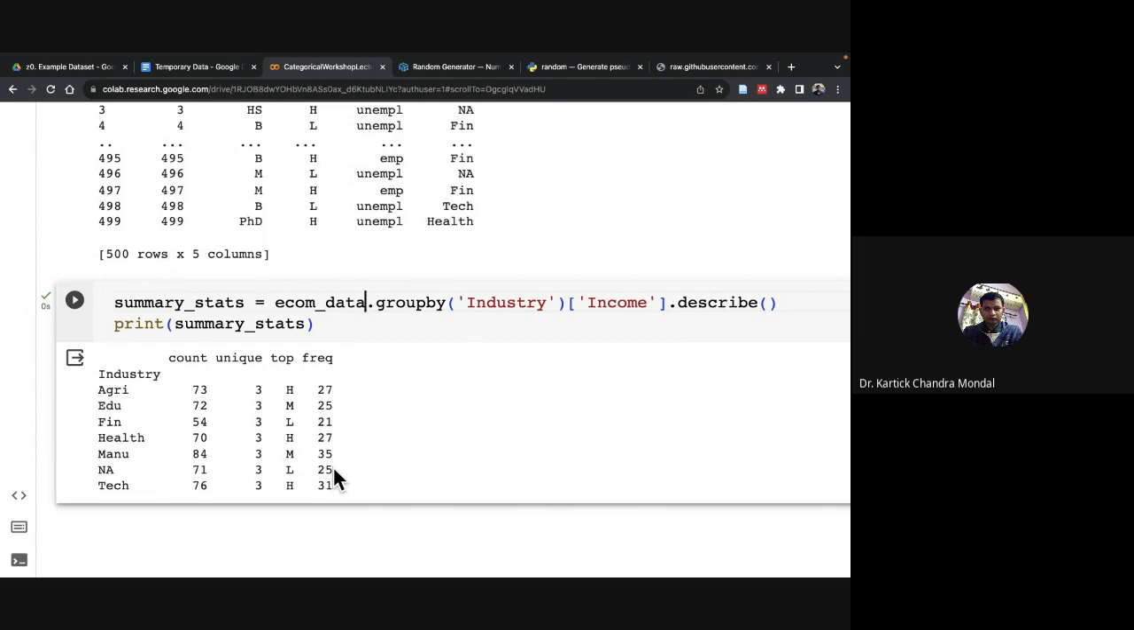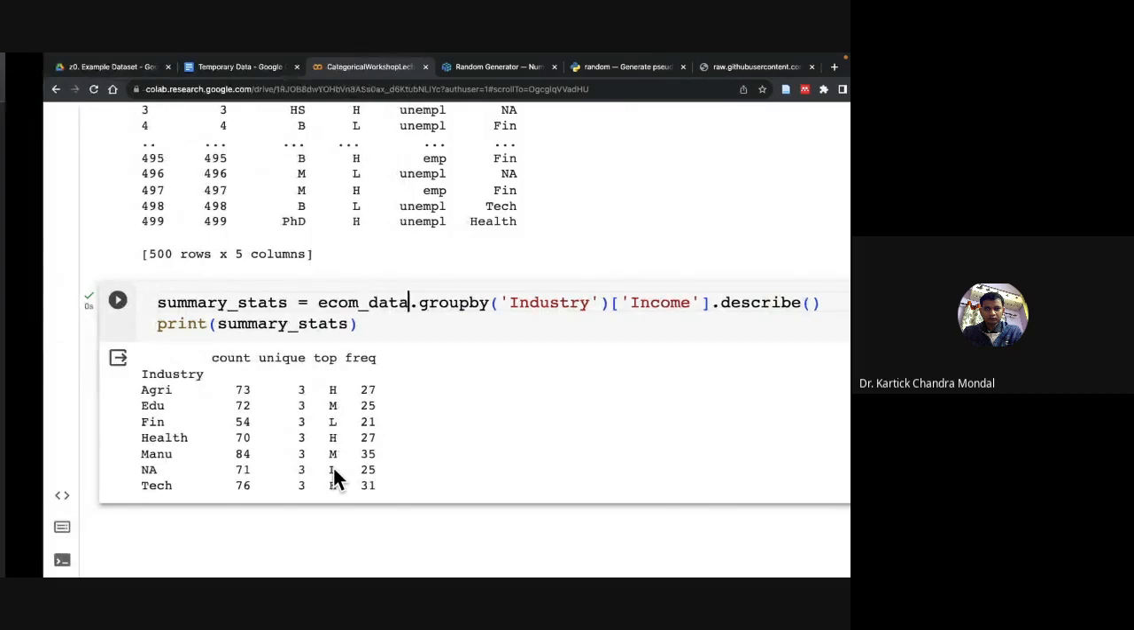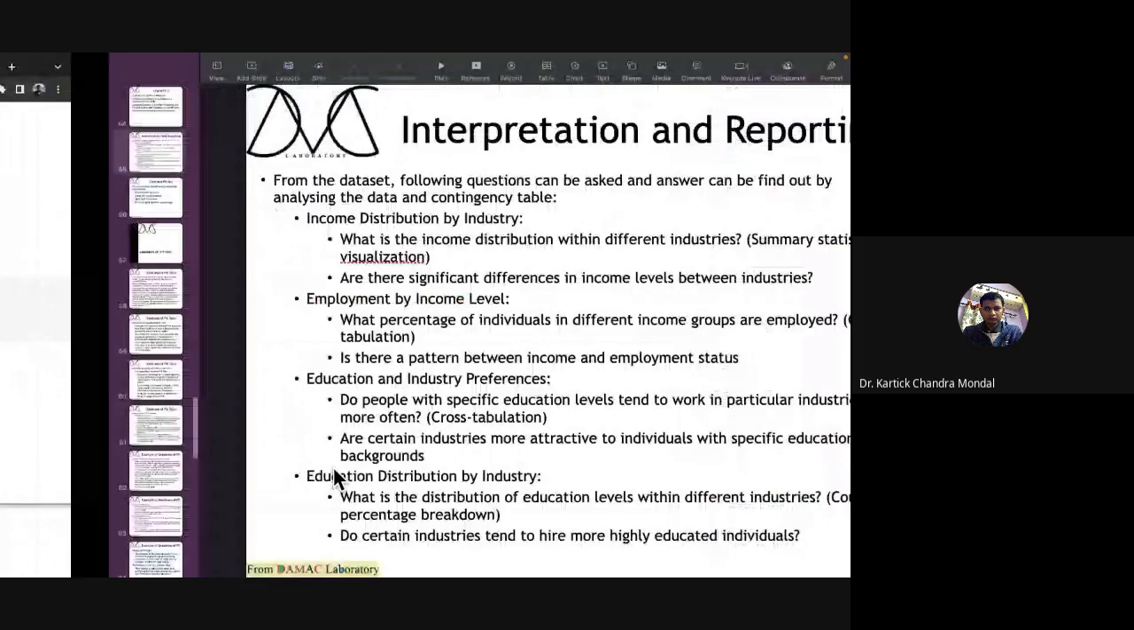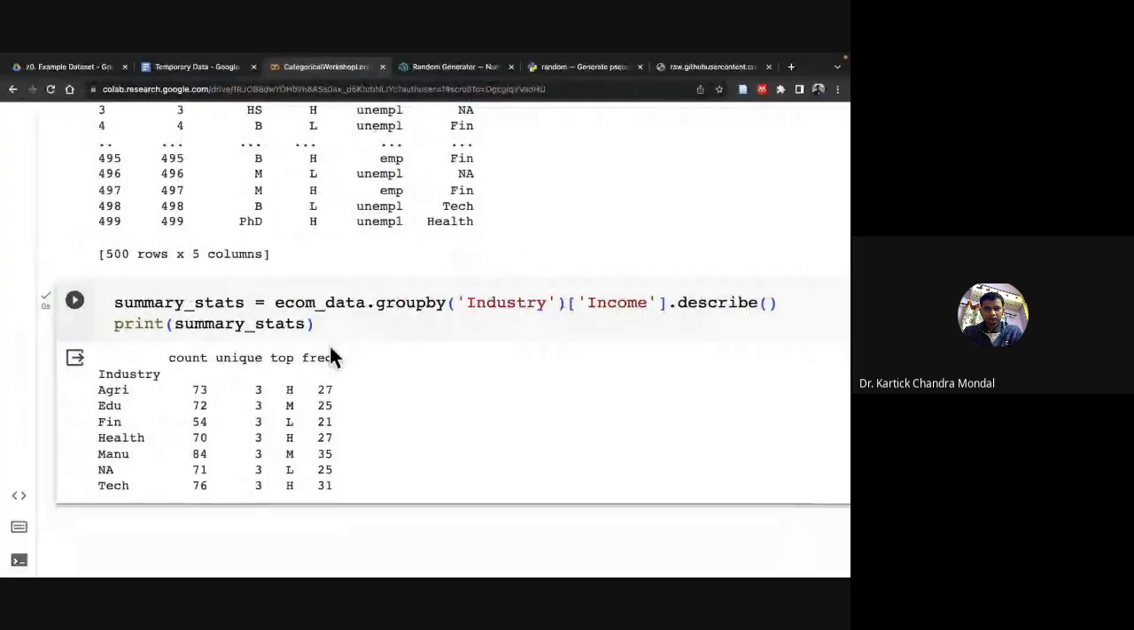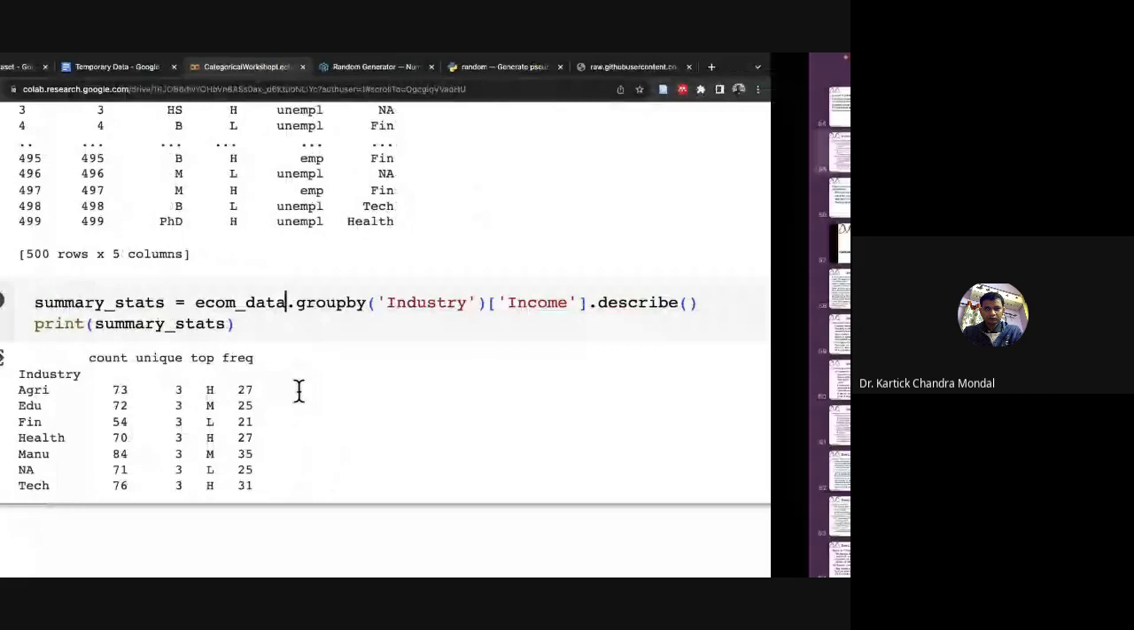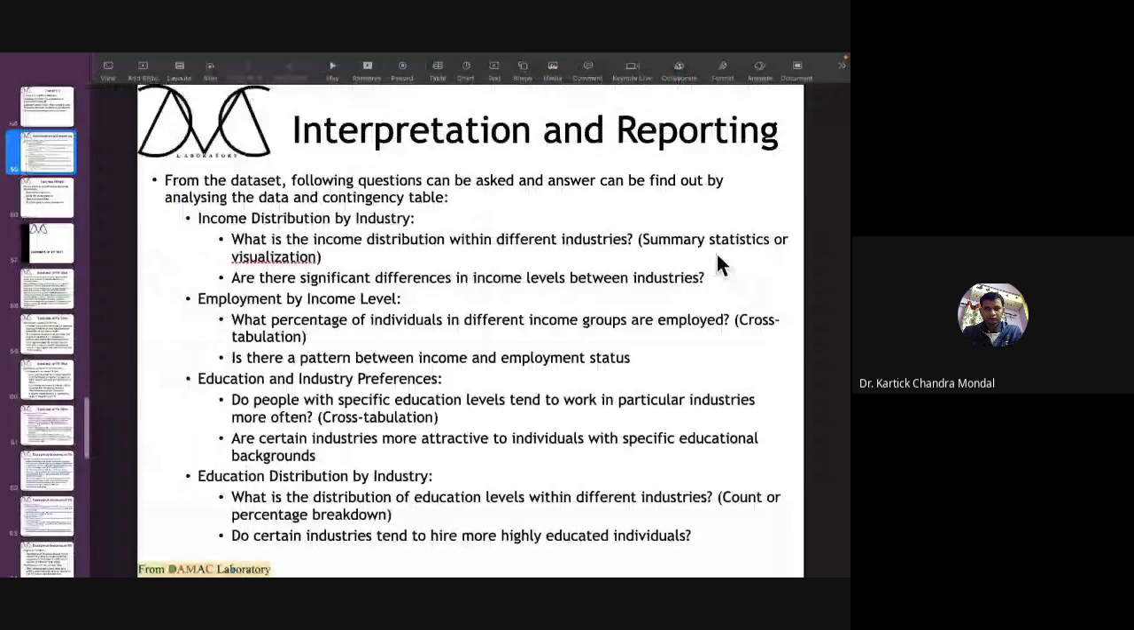Okay, so now you can answer the question asked here. What is the income distribution based on the different industry? In this particular industry, income distribution is 27 having the high income group. So summary statistics or visualization can help you to do that.